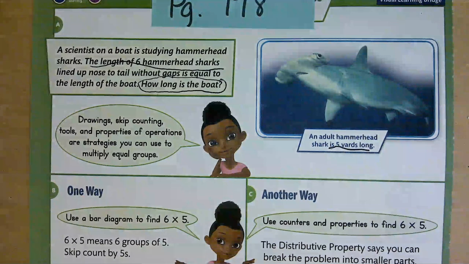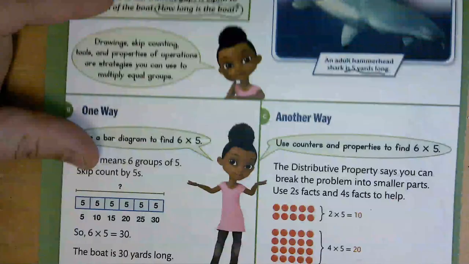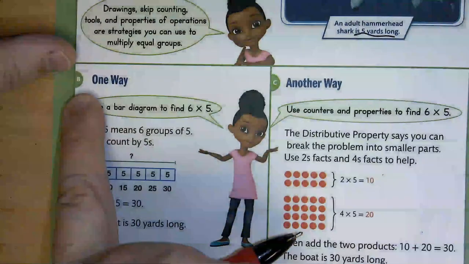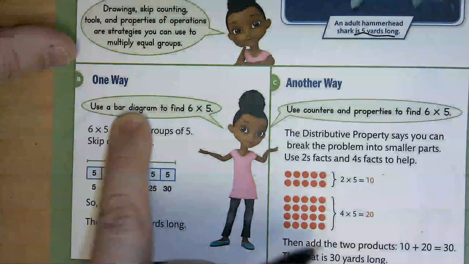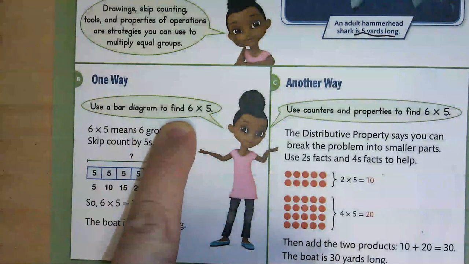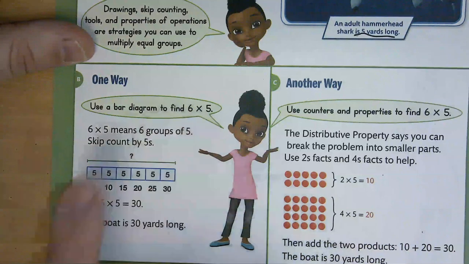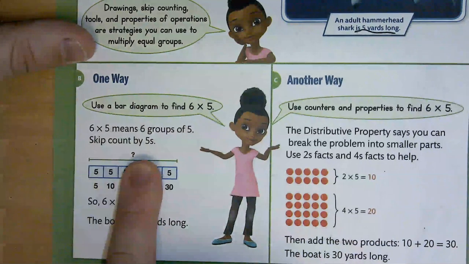So how are we going to solve this problem? Well, we've got to go ahead and write our equation. And so we're going to come down here to box B. And box B over here says one way is to use a bar diagram to find 6 times 5. If we have 6 sharks, toe to fin, all right, that's the same length, and each one is 5 yards long, we're going to take 6 times 5. So that means 6 groups of 5.